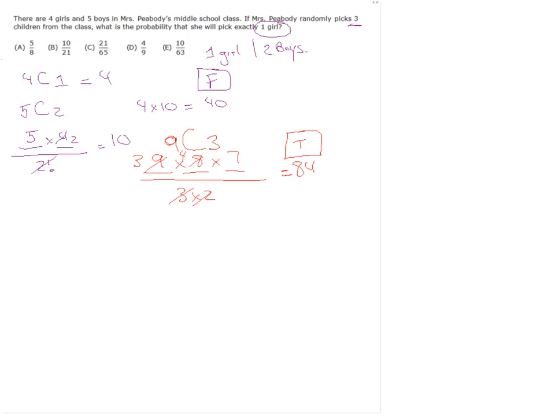And finally, we just sandwich these together, giving us 40 over 84. Or in other words, this will reduce down. 4 goes into that 10 times, 21 for the 84. So it's answer choice B.